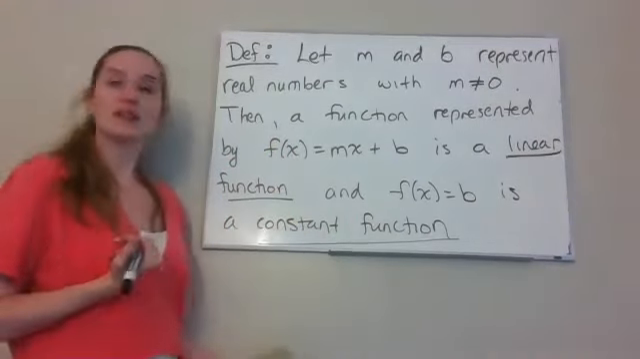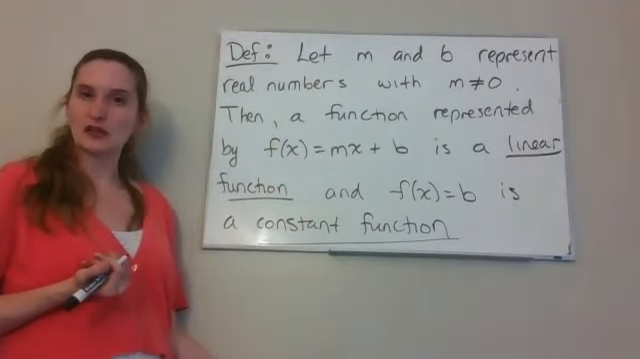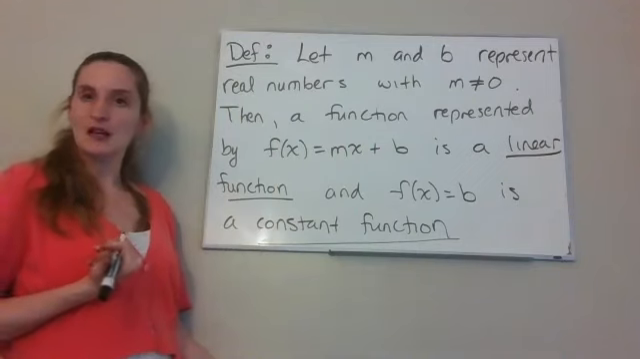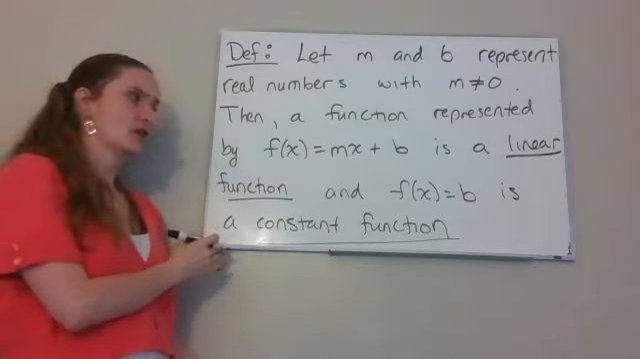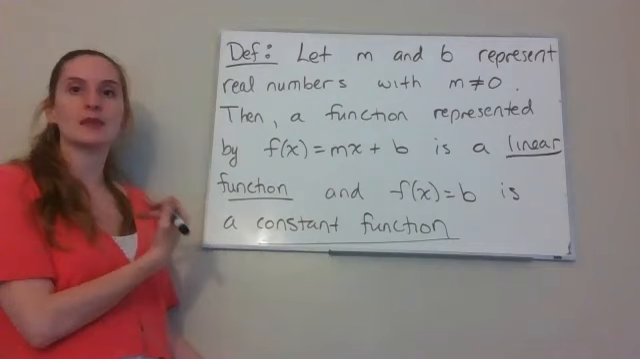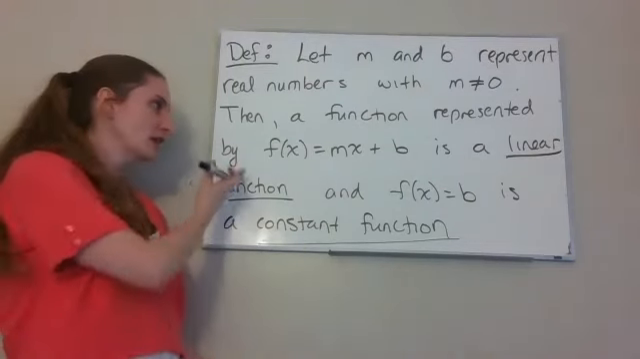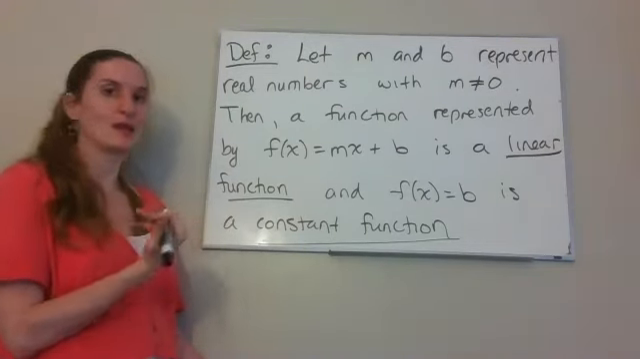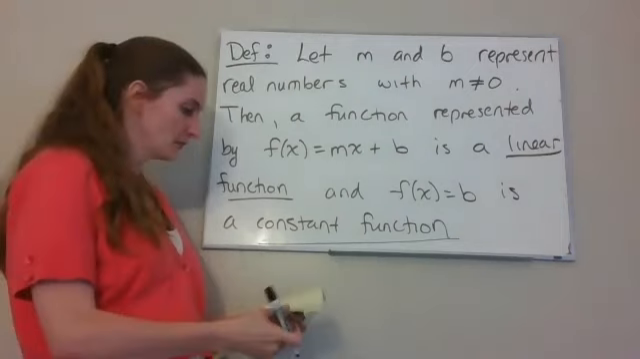So the graph of our linear functions and our constant functions both make straight lines. The only difference is your constant function has a slope of 0, so it's going to be a horizontal line, where a linear function is going to be some form of a diagonal line.